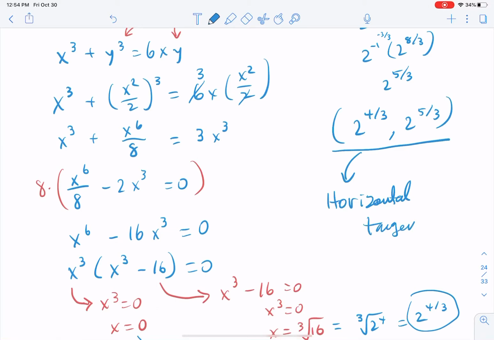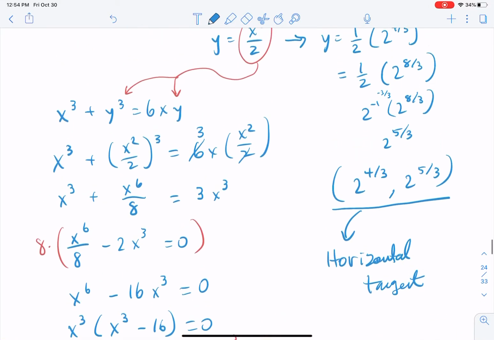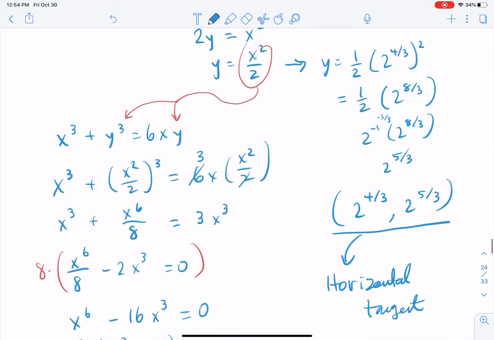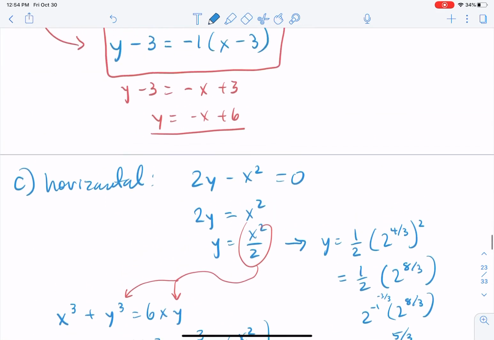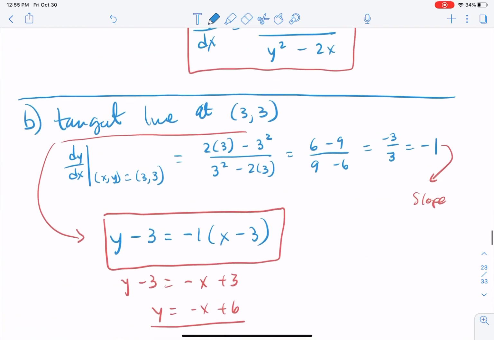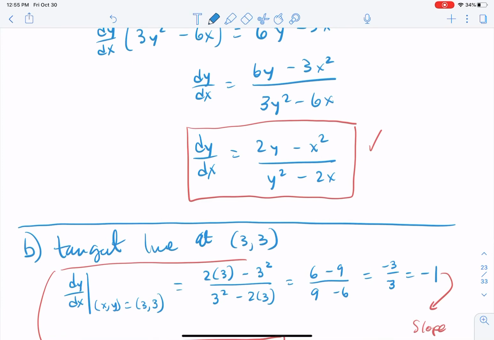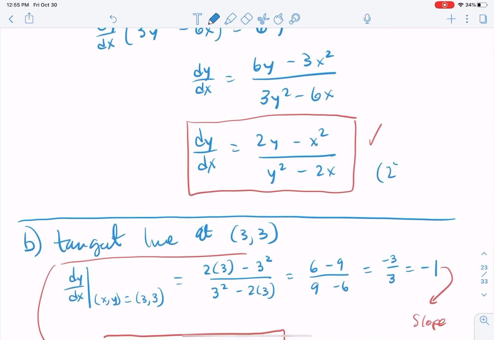But I do need to make a quick verification. That only happens when the top is equal to 0, but the bottom is not equal to 0. Let's just check that real quick. Just bear with me. Let's make sure that the bottom is not also equal to 0. What was the point again? 2 to the 4/3, comma 2 to the 5/3. And let's plug it into the bottom. Let's make sure that that's not equal to 0.